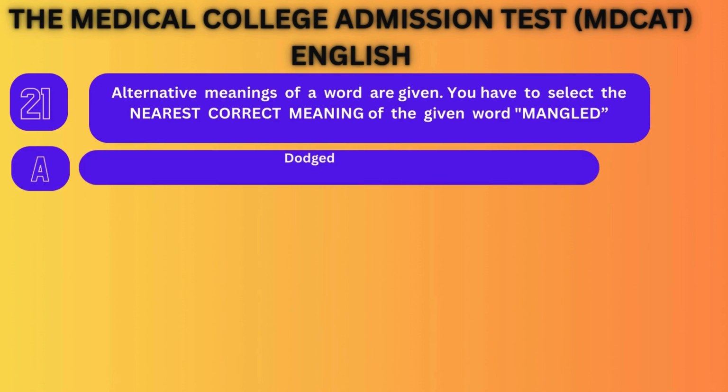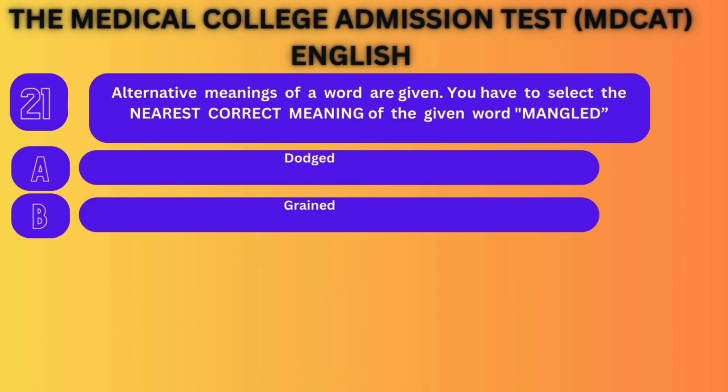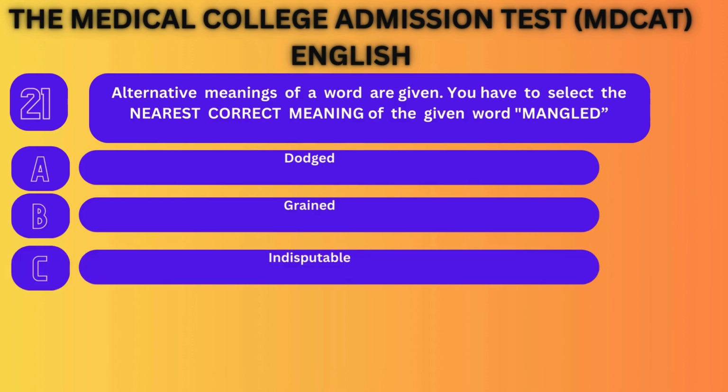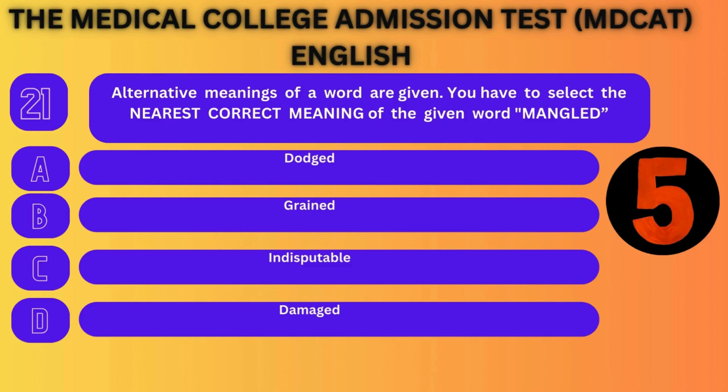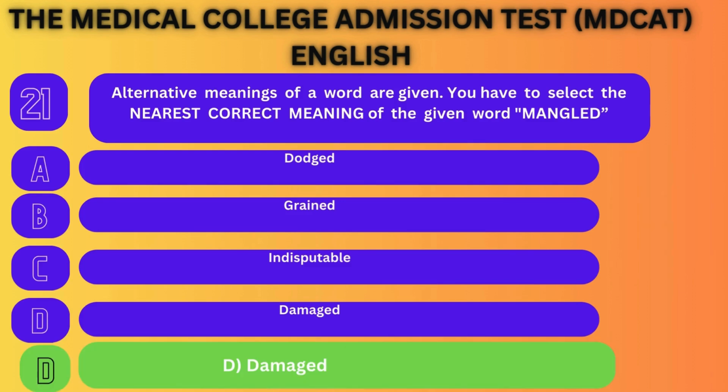Question number 21. Mangled. Option A, dodged. Option B, grained. Option C, indisputable. Option D, damaged. Correct answer is D.